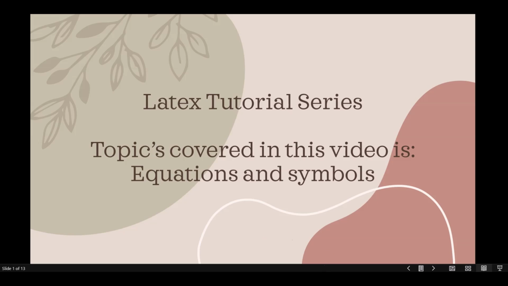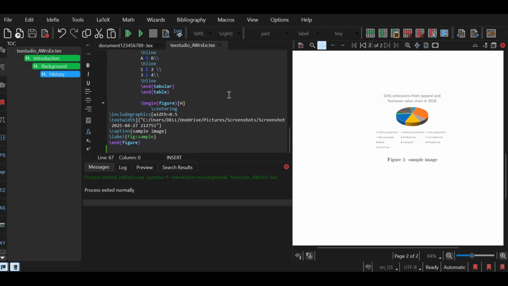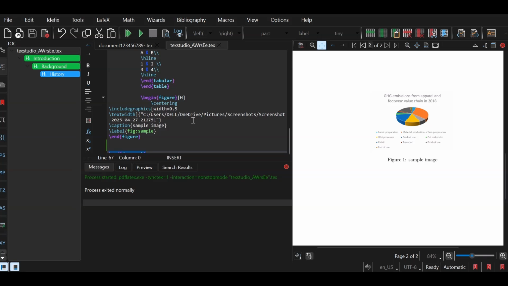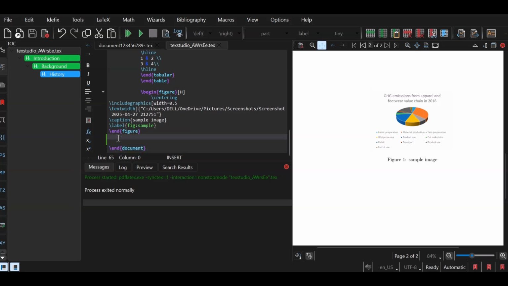For that you need to open your LaTeX file first. So this is our last LaTeX tutorial file, in which we covered how to mention figures and diagrams in your LaTeX file. So let's begin here. In LaTeX, to write mathematics, we use math mode firstly.